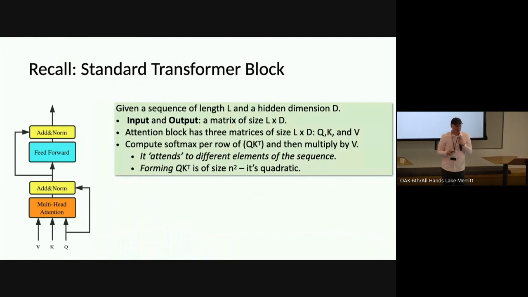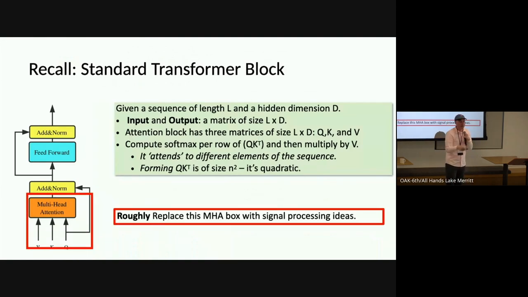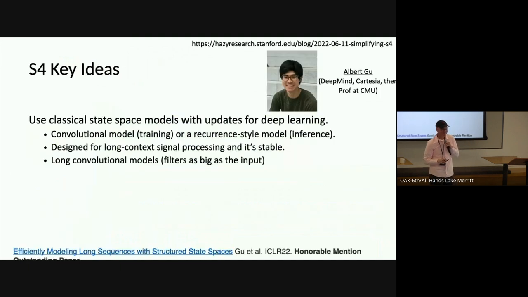All right, so roughly what we're gonna do is we're gonna rip out this MHA box and we're gonna replace it with signal processing ideas, okay? And I'll explain to you what we get out of signal processing. And unfortunately, there will be integrals, but you shouldn't have to know what any of the integrals say. I should be able to mumble over all of them and you'll get the story. But if you like integrals, they're there for that very minor niche audience. All right, so for S4, the idea was we're gonna take classical things from what are called state-space models, which like most EE people learn in their first year or two, and we're gonna update them for deep learning and see how far we can get.